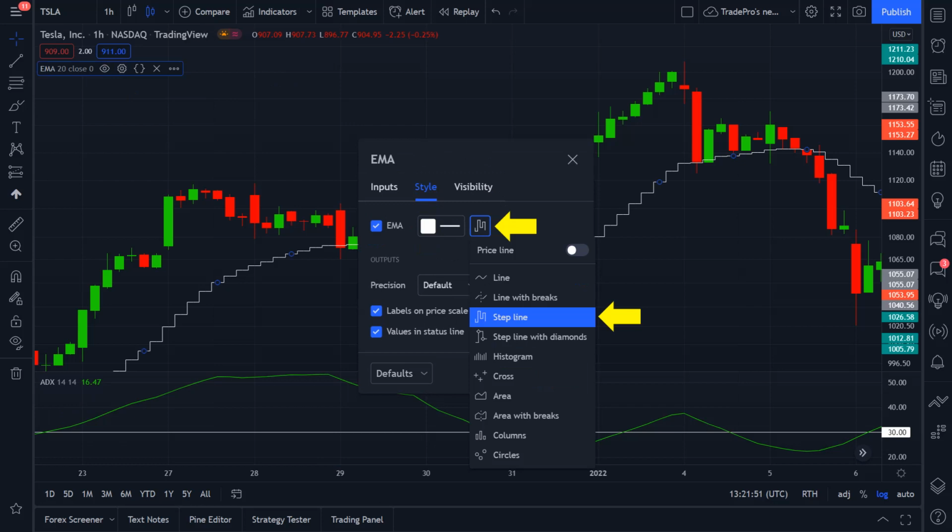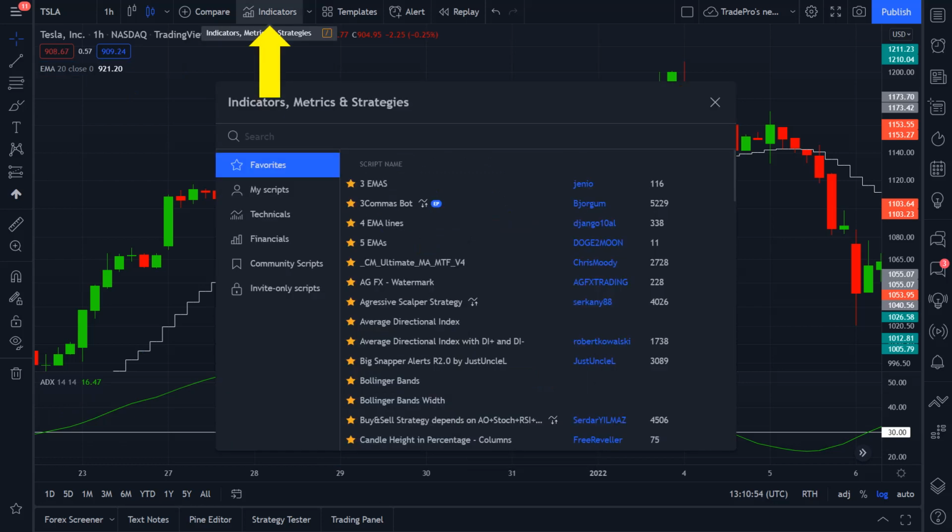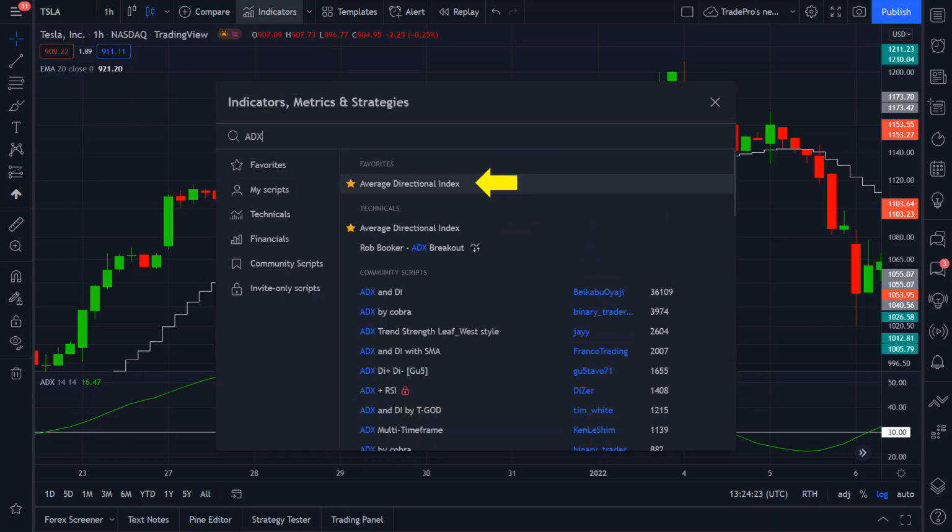Now for the second indicator, go again to the Indicators tab and search for ADX. The ADX indicator is most commonly used to determine if the price is in a trend or not. The higher the ADX value is, the stronger the trend. So click on the indicator.